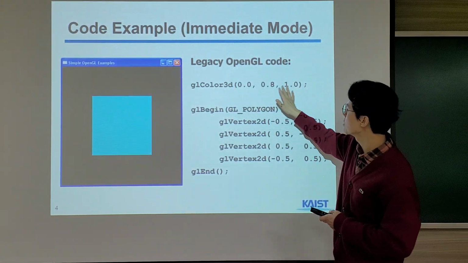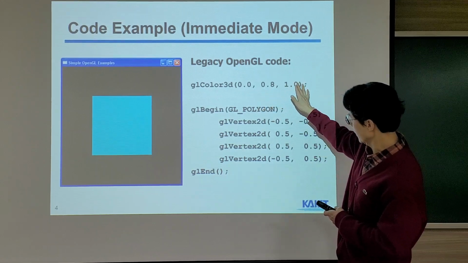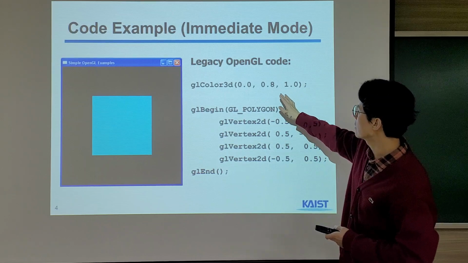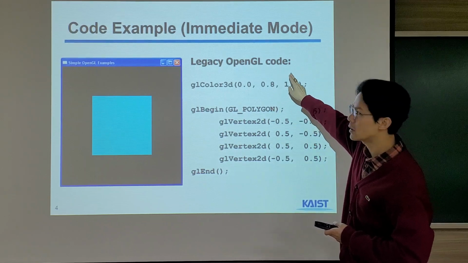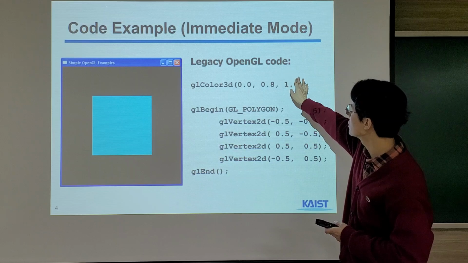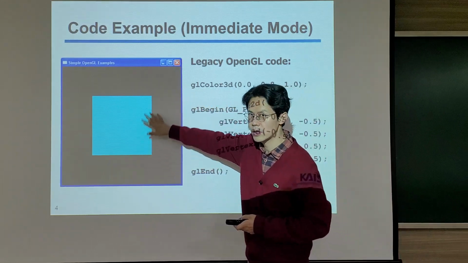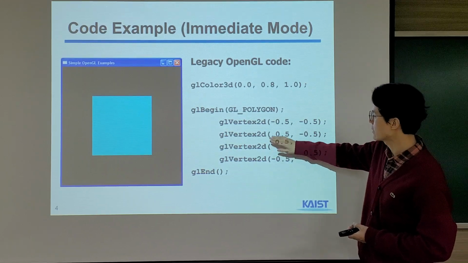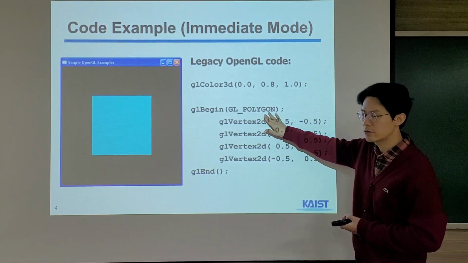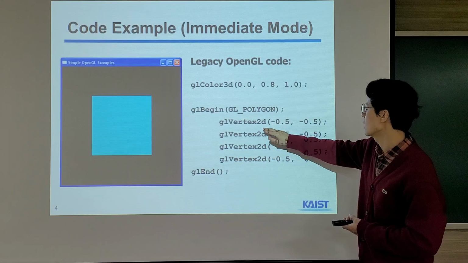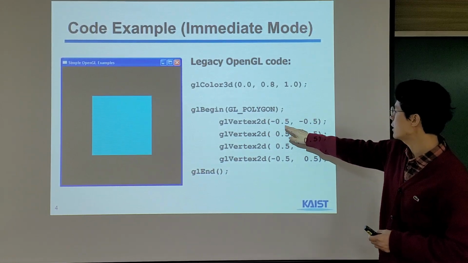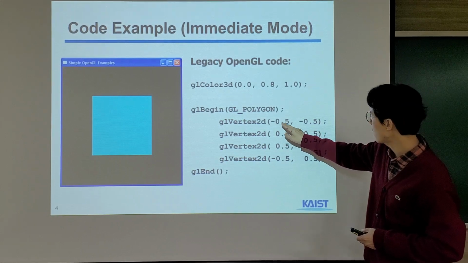This is RGB, the red, green, blue color channels. In this RGB, we have very high values for the blue and the green channels, so that's why you get this kind of color. And then we specify these four vertices with glVertex2d. Basically, the 2D is nothing but two-dimensional, with the double type. So here, this is x and y.